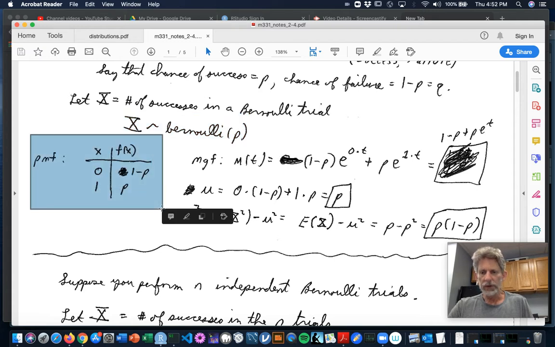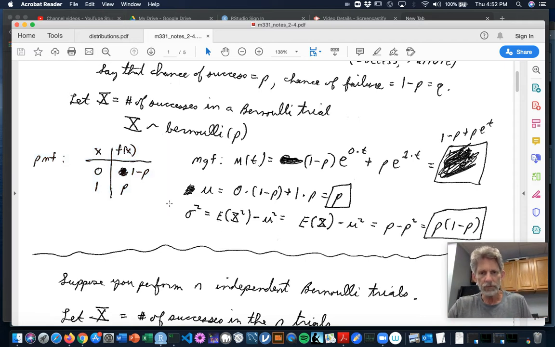Look at its probability mass function table. The chance is 1 minus p for a 0. That's when you get a failure. And the chance is p that X will be 1. That's when your trial is a success.